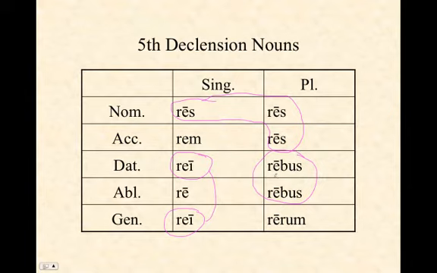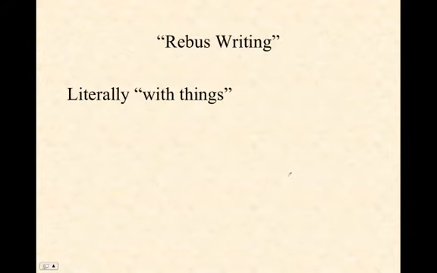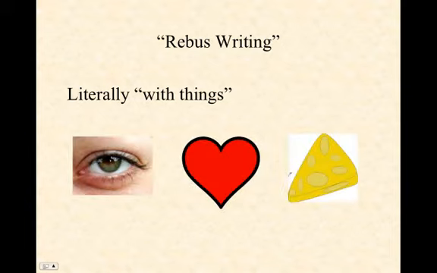While we're looking at this word rebus, there's an interesting thing borrowed into English. The word rebus in Latin, in the ablative, would mean literally with things. And we have something we call rebus writing from this. Writing with things is when you use symbols, and those symbols are then understood as words.